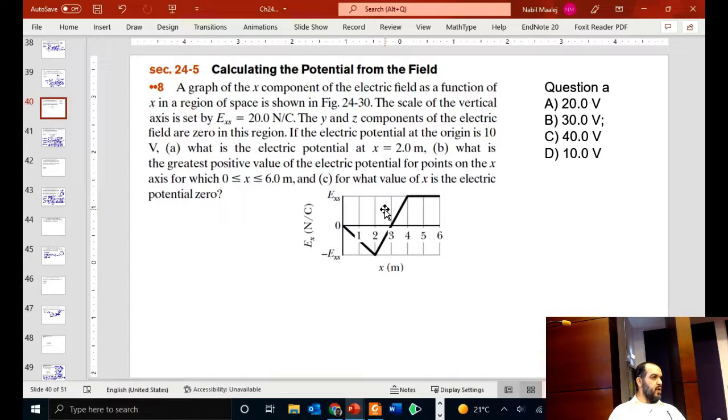So instead of having equations, you have a graph now. This was in the final exam last year.